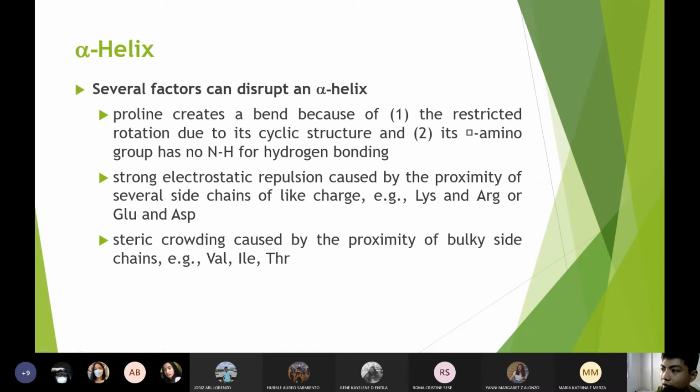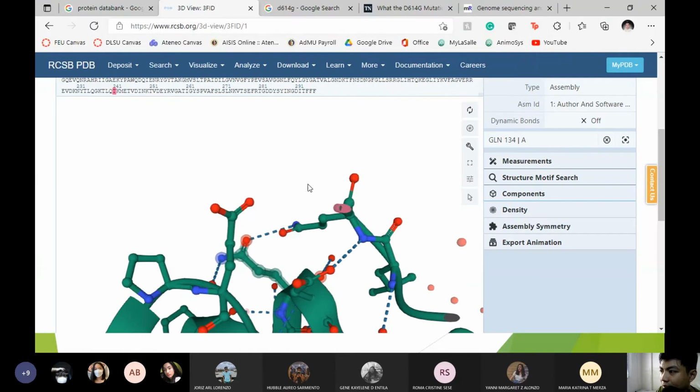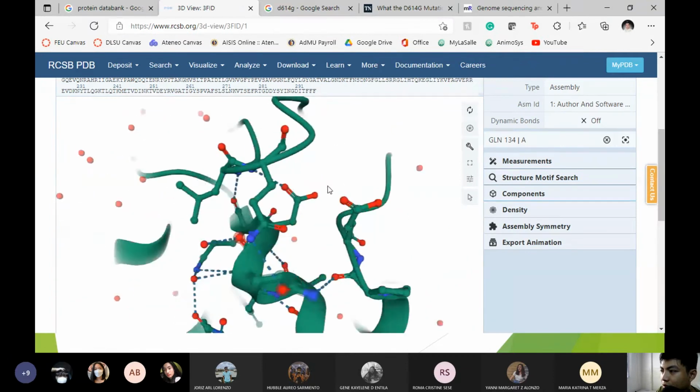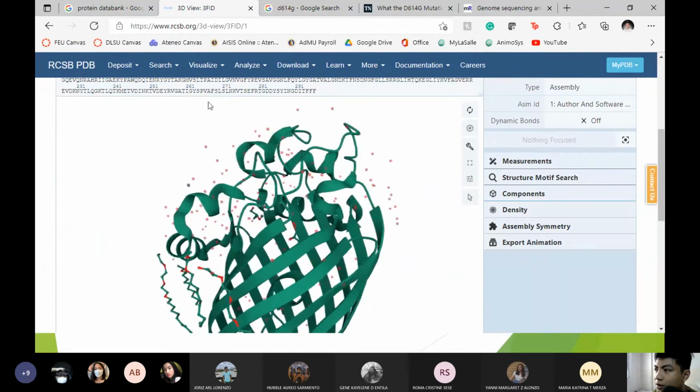One of the residues that can destroy the alpha helix is the proline. Okay. So what's the thing with proline? Okay. So proline is a secondary amino acid. So ibig sabihin yun, yung kanyang configuration, medyo hindi siya akma for alpha helix. Okay? So sabi diyan, proline causes bend because of the restricted rotation due to its cyclic structure, and its alpha amino group has no NH for hydrogen bonding. Okay? So katulad ng pinakita ko kanina, okay? So if you have a proline here, meron ba tayong proline?